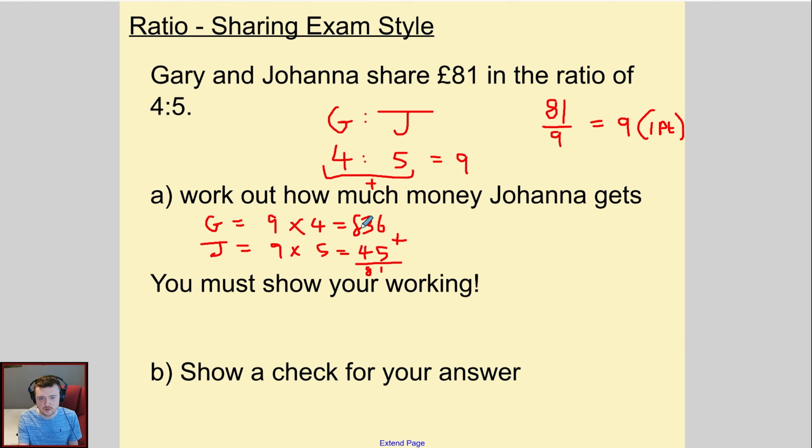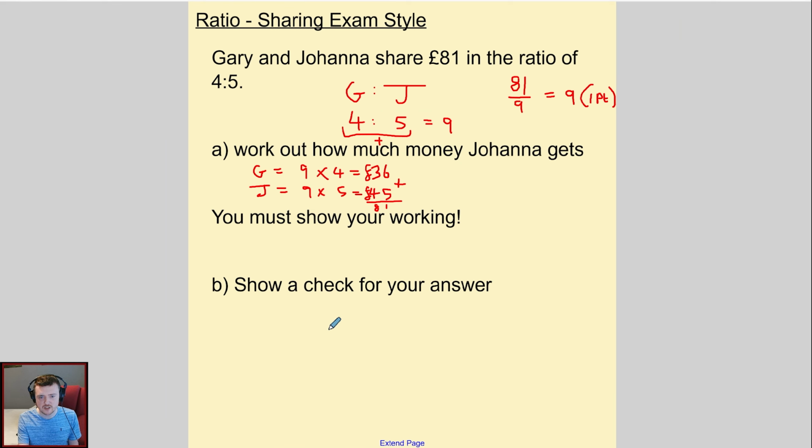Make sure you put your units on if you're going to leave your answer like this. Put your units on so we know what we're talking about. Show a check for your answer. For these sorts of questions, we're going to say, okay, well, if 36 and 45 makes 81, then I'm going to do 81 take away 36 is equal to 45, and 45 divided by 5 gets me back to my 9, which is the size of one part.